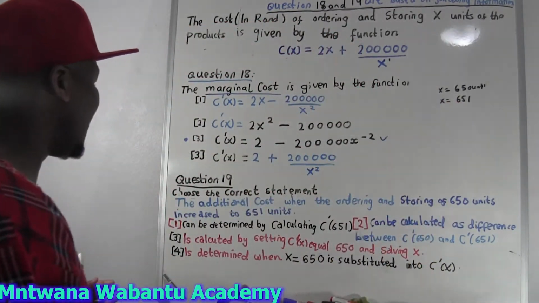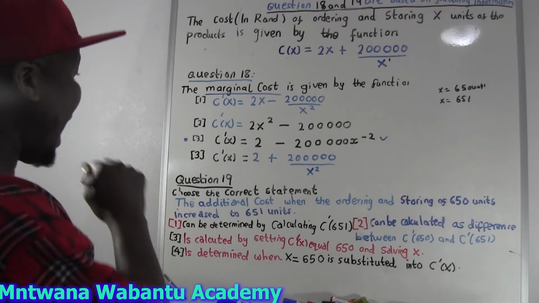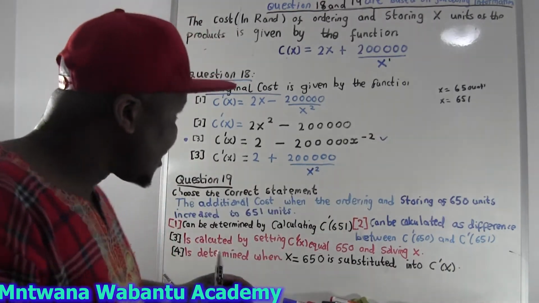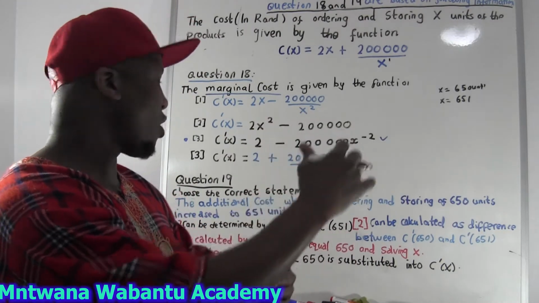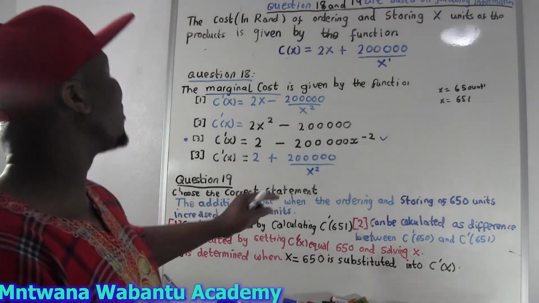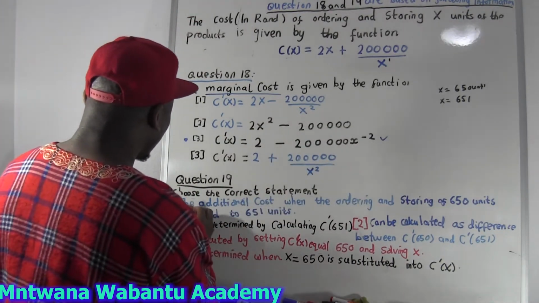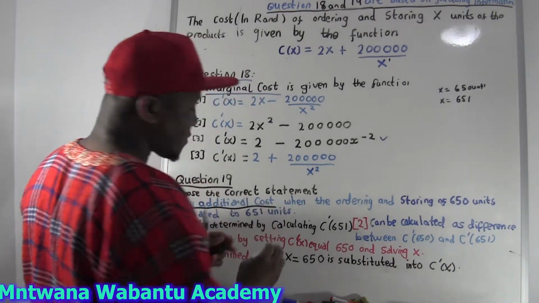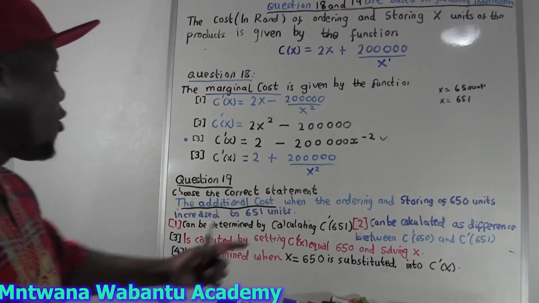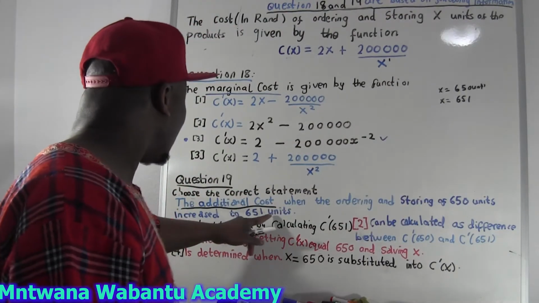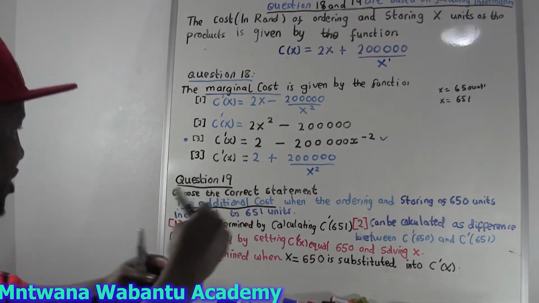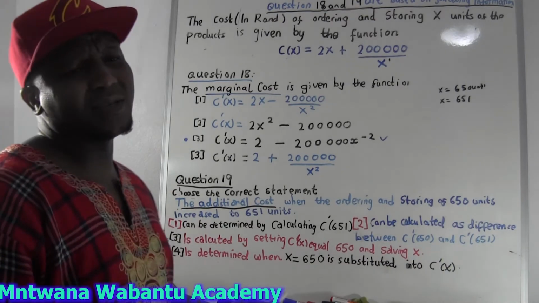Okay, so what I'm trying to say here. They say, how can this be determined? If these are units, how are we going to get that additional cost? Oh, so we want the increase in price of ordering and storing this unit, as it has increased to this unit. So we want to know that increasing cost. Come on, this is easy.